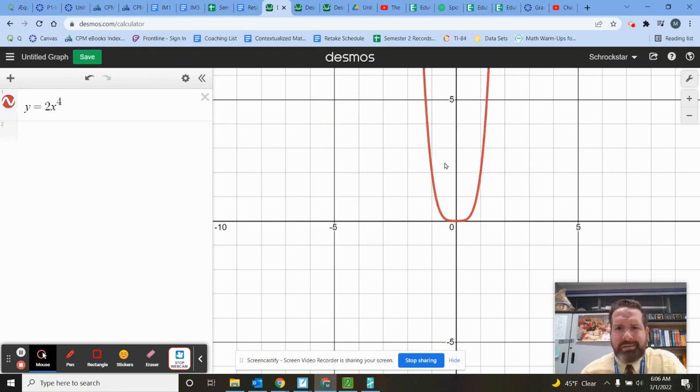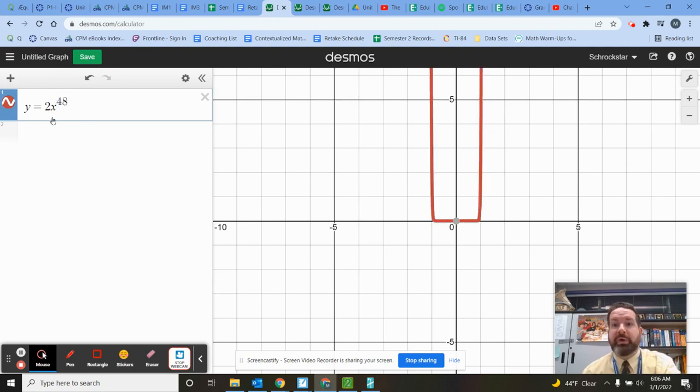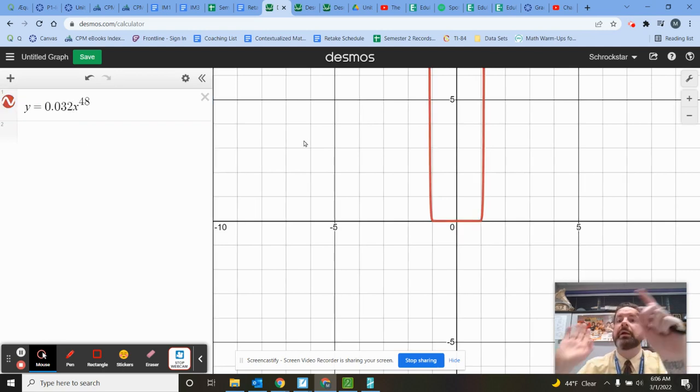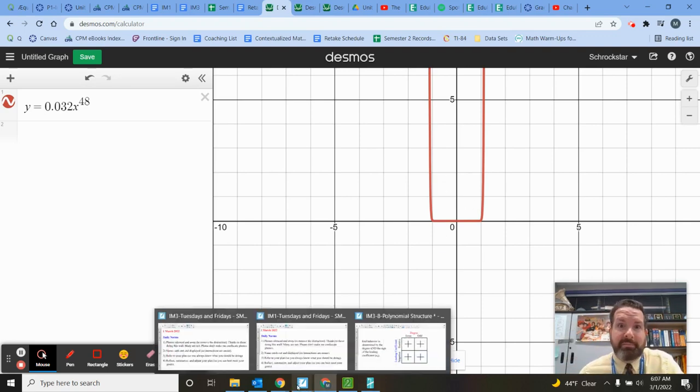What do we see? Well, I see a graph that as I go to the left is rising, and as I go to the right is also rising. Do a little experimentation here. Change the 2 to any other positive number you want. Change the 4 to any other even number you want. And you're going to see the exact same thing happening. If we make it x to the 48th power, and if I make this in front 0.034, focusing just on end behavior. As I go left, the graph is still rising, and as I go right, the graph is still rising.